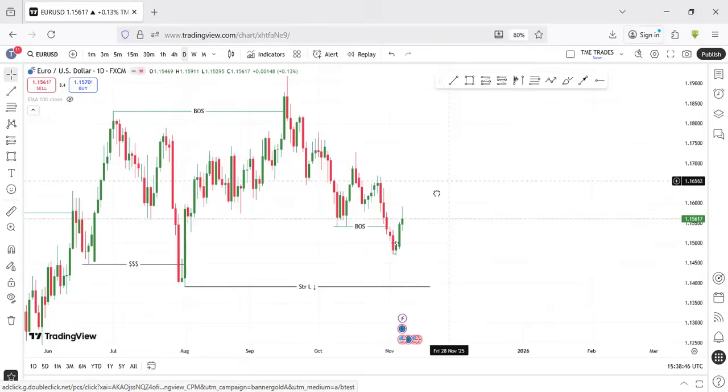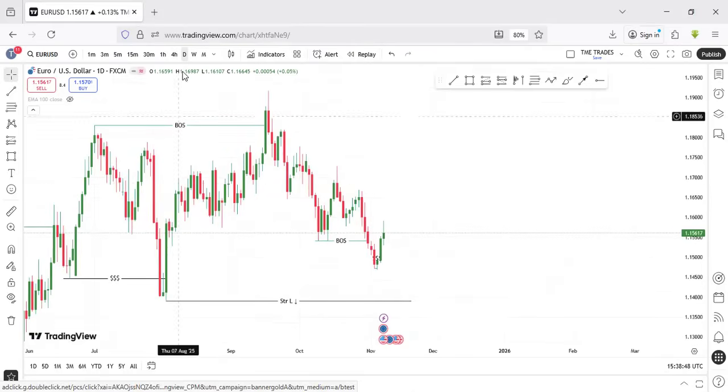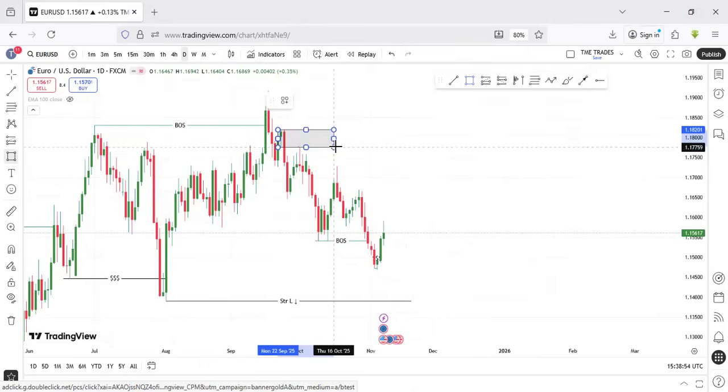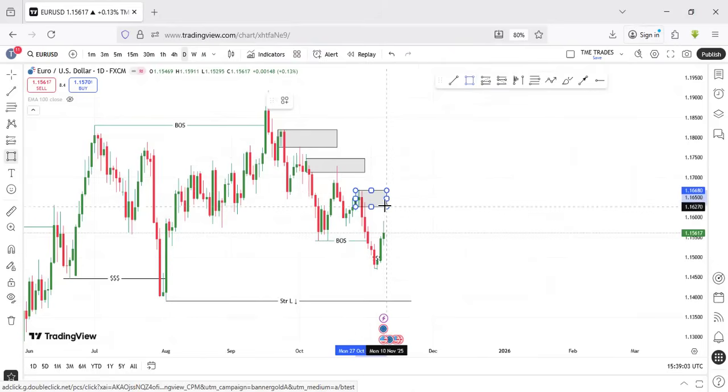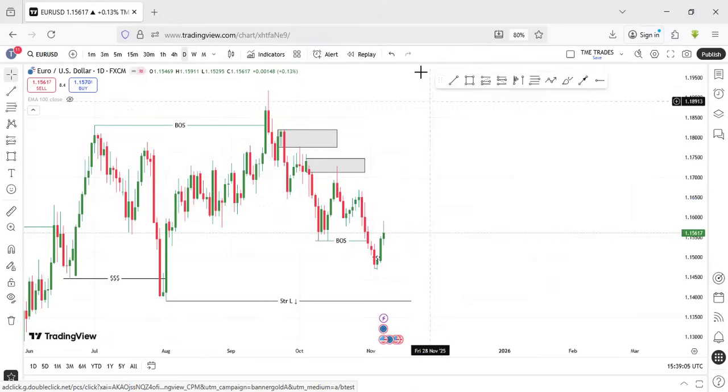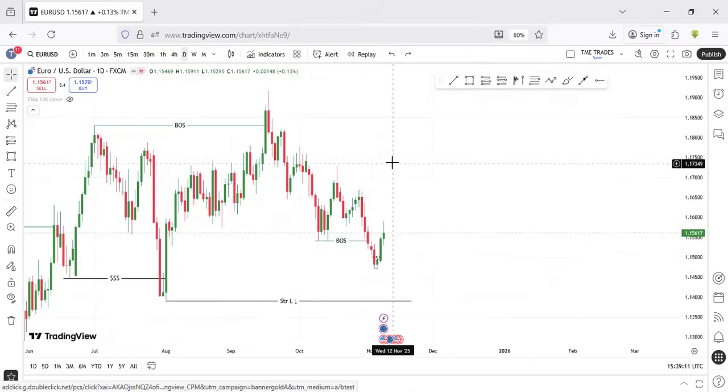Now, when you look at it on daily, we don't have any valid order block here, because all the valid order blocks, the bearish order block here, all have been tested and filled with a candle. So in this situation right now, we're expecting more bullish movement today upside.